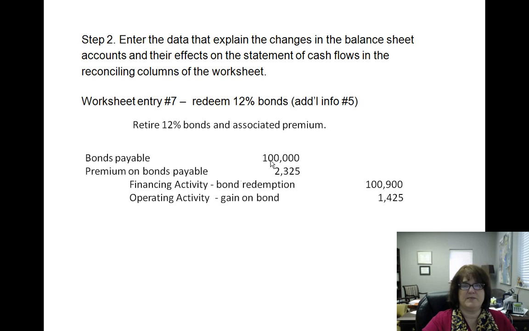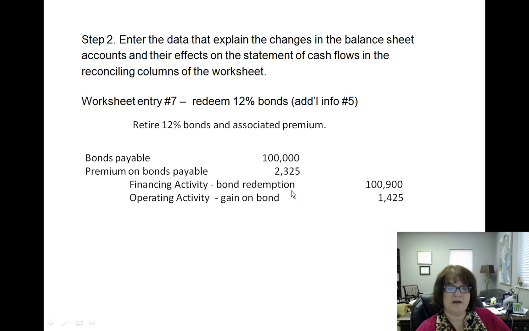All right, so the first thing we do is debit bonds payable for $100,000. That's pretty straightforward. We're going to debit the premium on the bonds payable for $2,325, which I don't think I put in there. That $2,325 is the $6,000 original premium minus the $3,600 that had been amortized through the end of the year plus $75 more. So it's $6,000, your beginning balance, minus $3,600 in amortization that you had taken since the bonds were issued, plus $75. Sorry, so that's 6,000 minus 3,675, which gives you the 2,325.